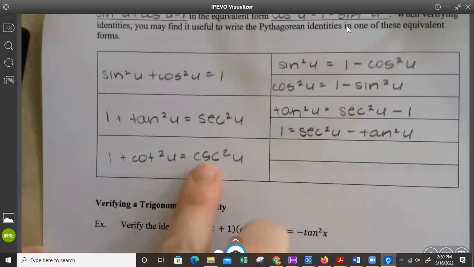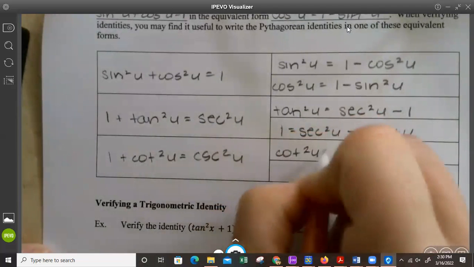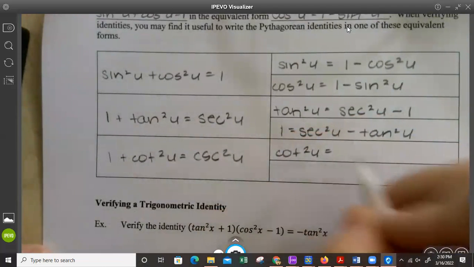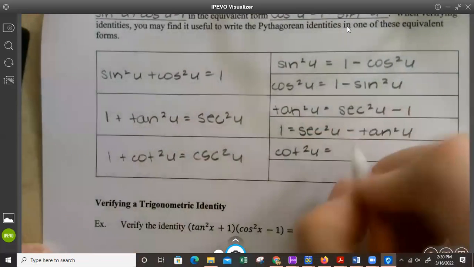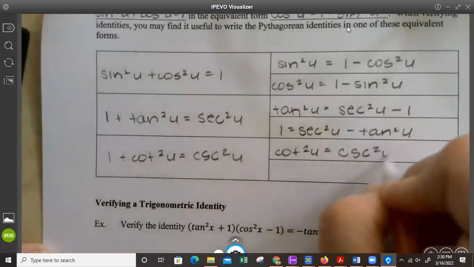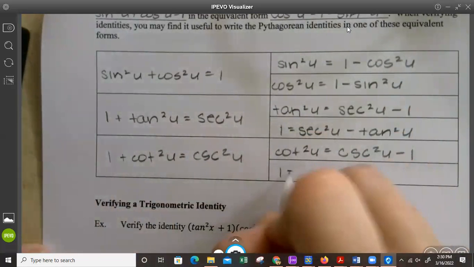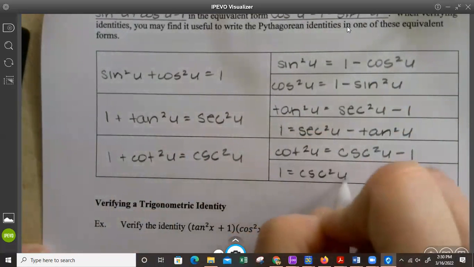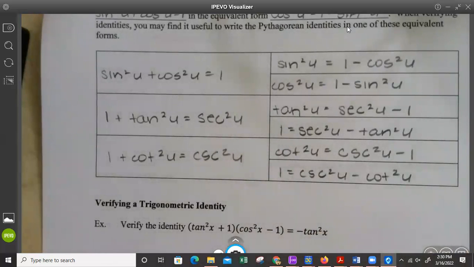Solve for cosecant squared. Let's solve for cotan squared. I want cotan by itself. Minus the 1, so cosecant squared u minus 1. And then in the next box, I want to solve for 1. So how do I do that? That's it. So again, we're just rearranging the equation.